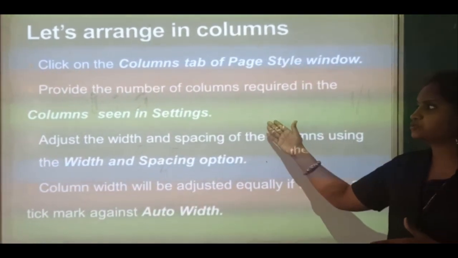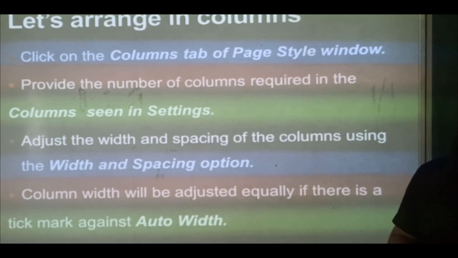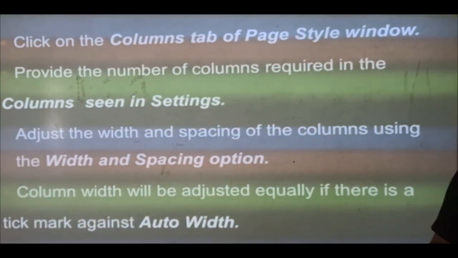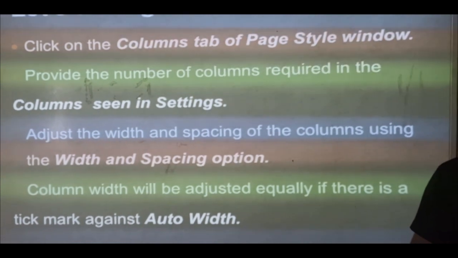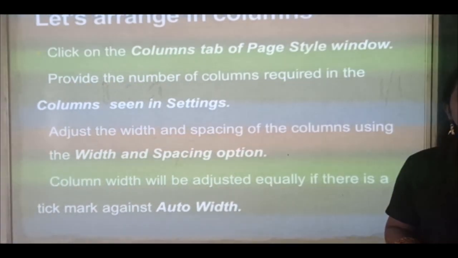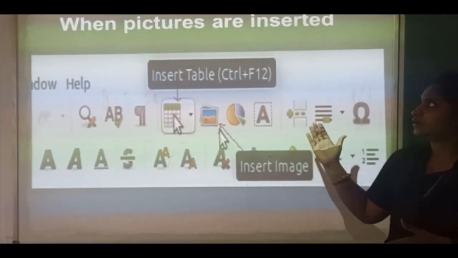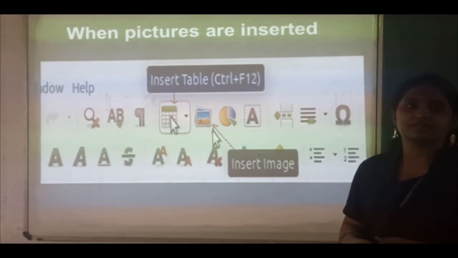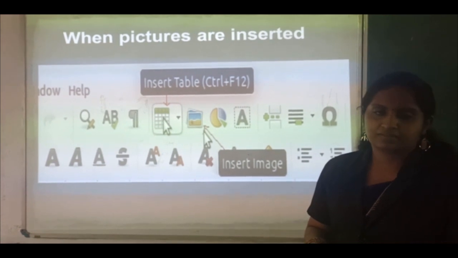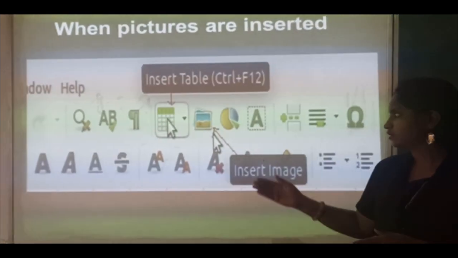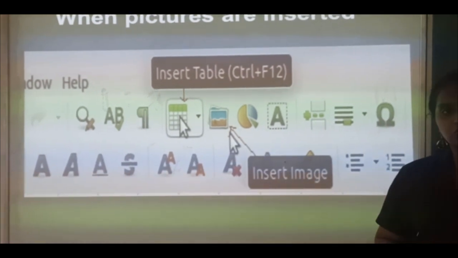In the page style option you can apply the number of columns and you can arrange the space between the columns, or else you can use the auto width. It will automatically arrange the space between the columns. Okay. And next we can insert images in a document. You know the options how to insert an image. Here you have an icon to include an image, or else go to the insert menu.